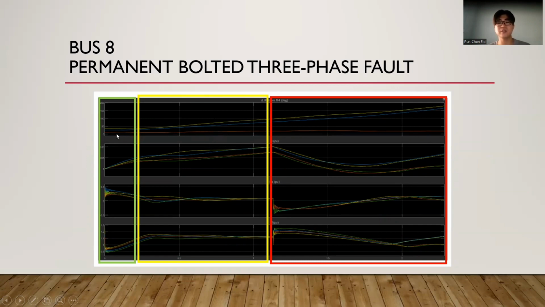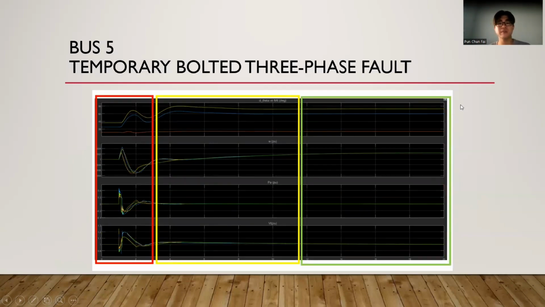And for the stable case, as shown in green marking here, we can observe all the variables in a stable state from about 0 to 0.25 second, while the other variables such as rotor speed, voltage magnitude, and electrical machine power are unstable from the beginning.